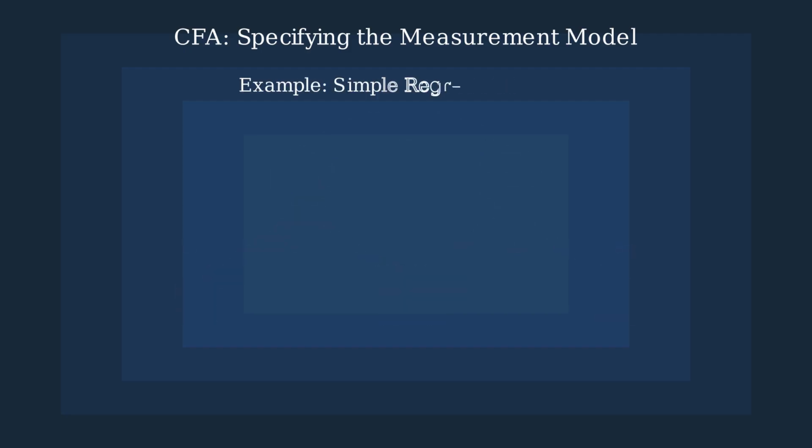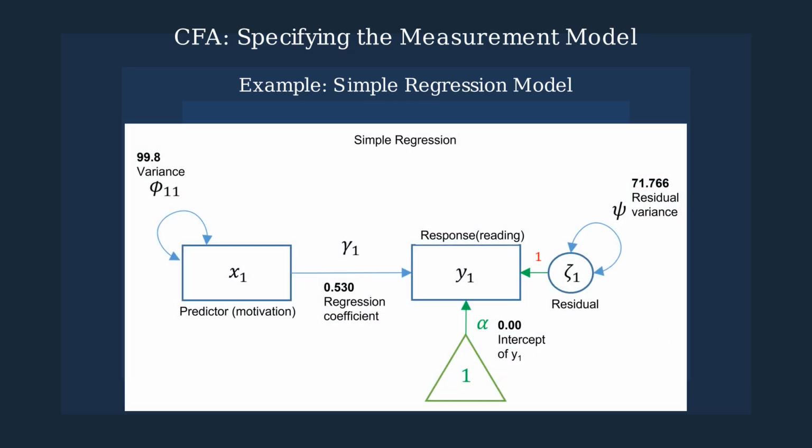Here's a practical example of a simple regression model specified in CFA. This path diagram shows a relationship between motivation and reading. In this model, motivation is the predictor variable with a variance of 99.8. The regression coefficient of 0.530 shows the strength of the relationship. The residual term with variance 71.766 represents unexplained variance in reading.